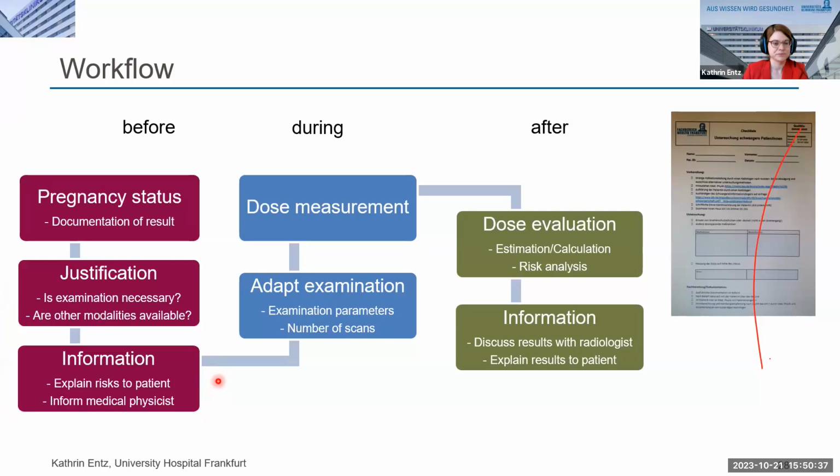If the examination is necessary, then of course we should talk to the patient, explain the risks, explain them in a proper way that the patient can actually understand everything. It's really good to use proper wording, not to worry the patient too much, but to make sure that they really understand what is going on and what might be the risks. And of course, if the medical physicist hasn't been involved so far, then they should be informed so that they can help to adjust the examination later on, because that would be the next stage.